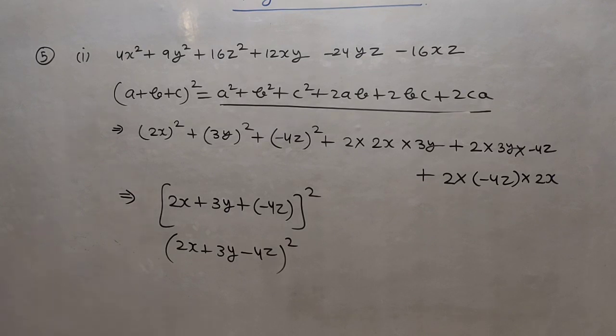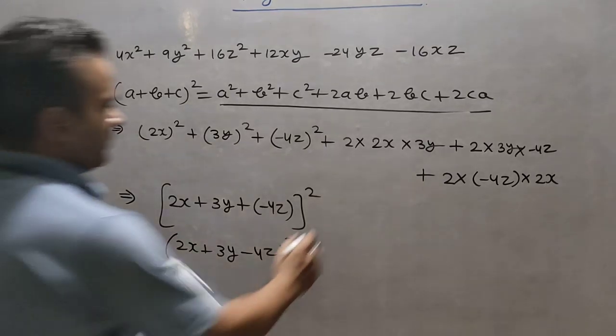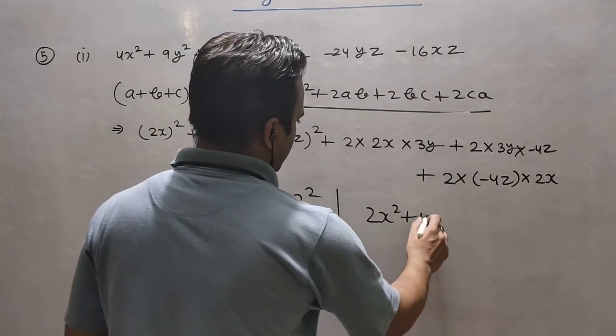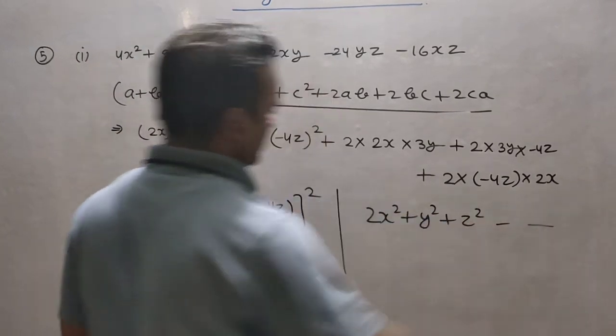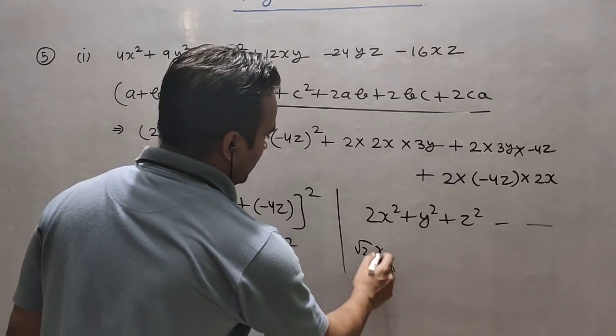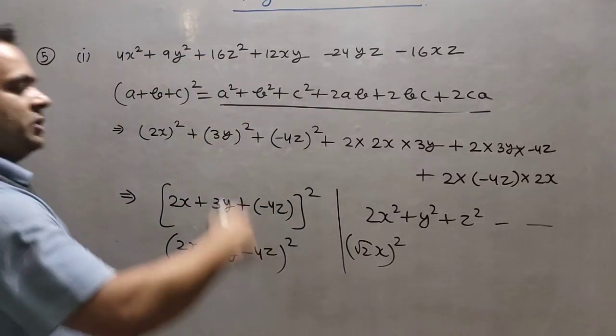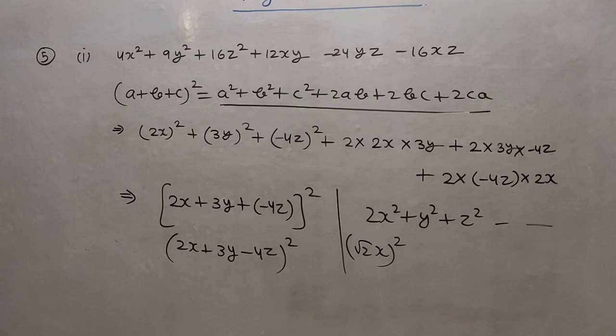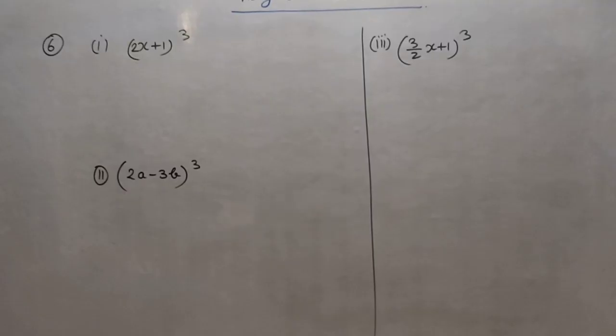So I think the second part you can do yourself, but I can give you a hint for that one. You know, this is 2x whole square, 2x square plus y square. I can give a hint here so that you will be able to solve this sum. I am not writing the other identity. We can write it under root 2x whole square. So under root 2 will work. Under root 2x will work as a, right? So in the sixth question, 2x plus 1 whole cube, right?